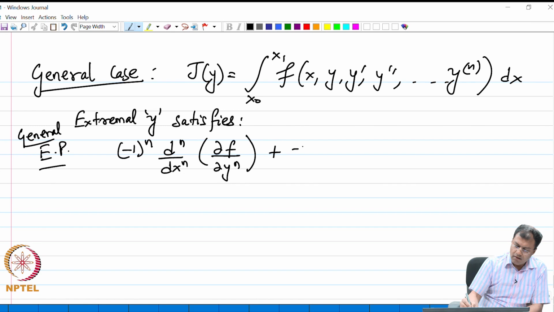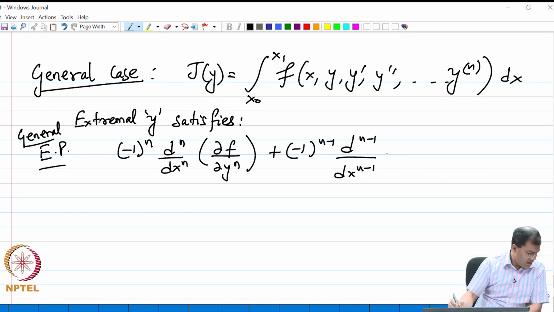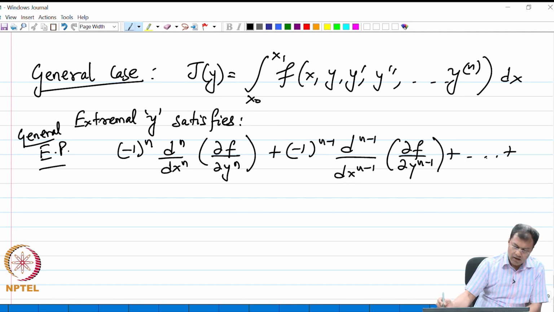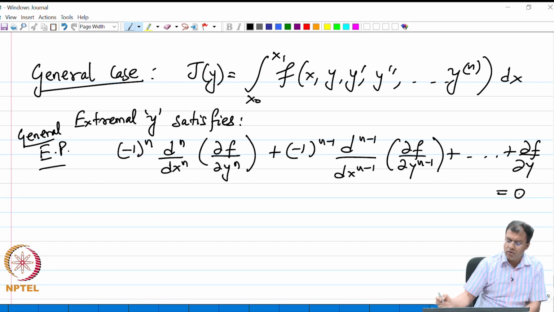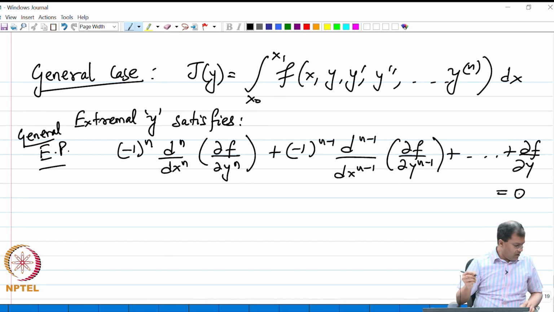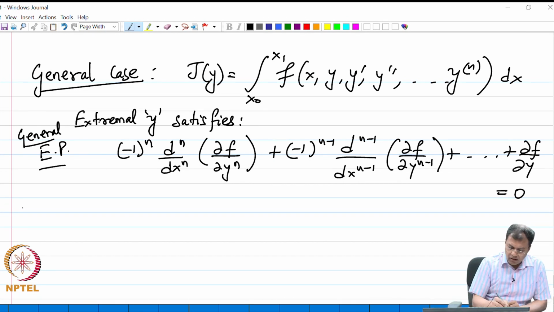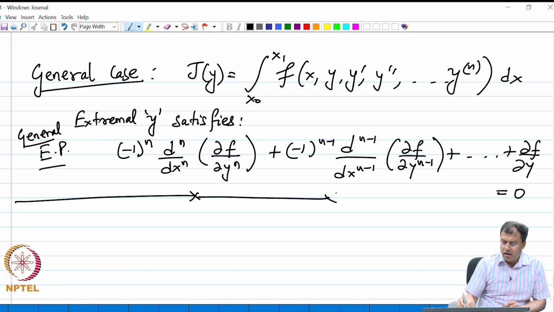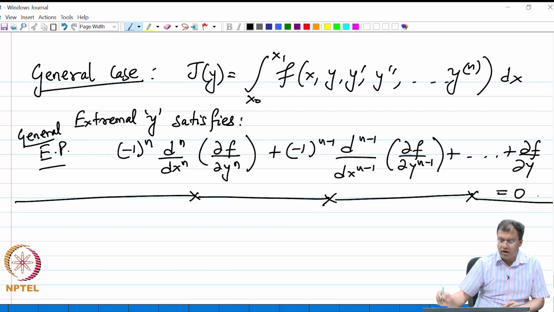So, this is this minus 1 to the power n minus 1, the n minus 1th derivative with respect to x of del f del y n minus 1, and so on so forth, right. The last quantity that we will have is the derivative of partial of f with respect to y, and this is set equal to 0, right. So, this is my generalized Euler-Poisson for functionals containing derivatives of any order, right.